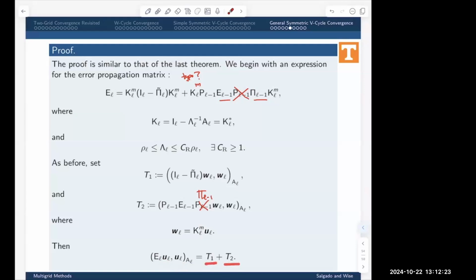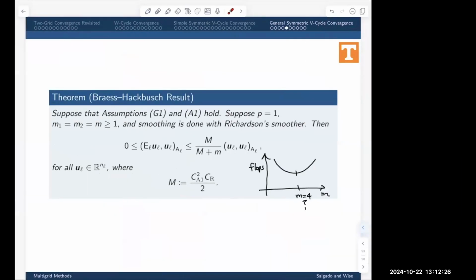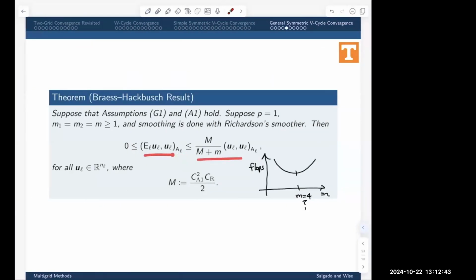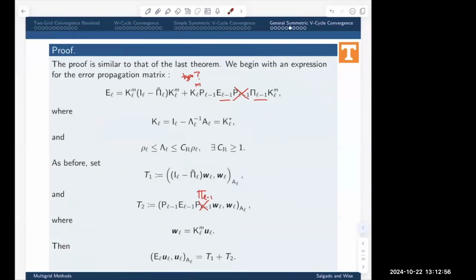T1 times T2. Now, I should add that because E_L is self-adjoint positive semi-definite in this inner product, this whole term has to be non-negative. So just showing that this is small doesn't necessarily mean anything unless this is already a non-negative number. It's getting squeezed between this number, which is getting small, and 0. Okay, so that's our basic construction with these corrections.